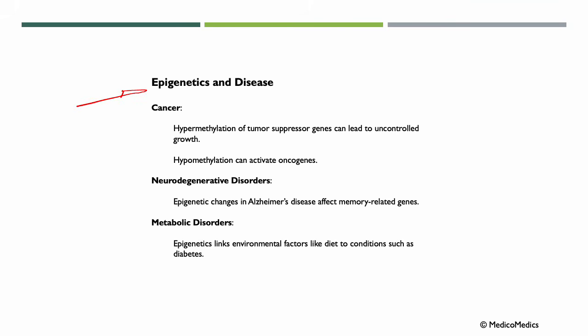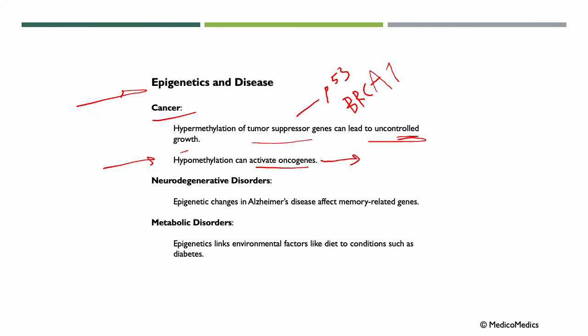Now then, epigenetics and disease. So, for example, in cancer, hypermethylation of tumor suppressor genes, like a tumor suppressor gene could be P53, or as mentioned several times in these lectures, the BRCA1 gene. And hypermethylation of these tumor suppressor genes can silence their function, leading to uncontrolled growth. Hypomethylation can activate oncogenes, which promote cancer progression.